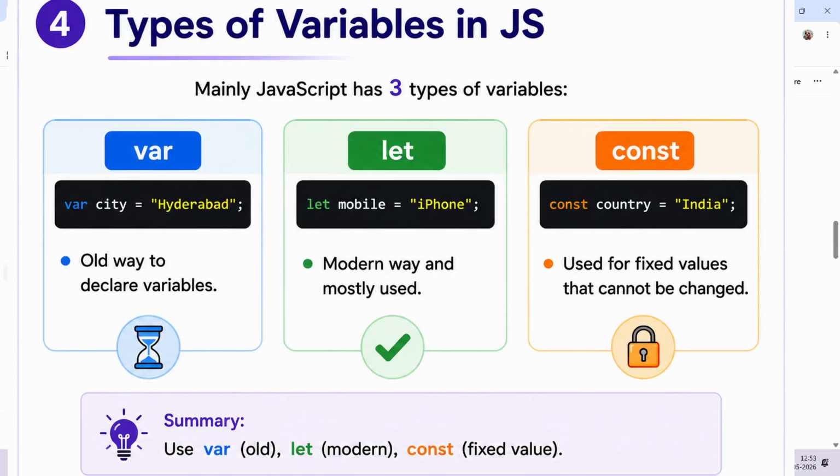Mainly there are three types of variables in JavaScript: var, let, const. Var is the old method, let is the modern method, and const means a constant, a fixed value we can use. So first, let's learn about var.